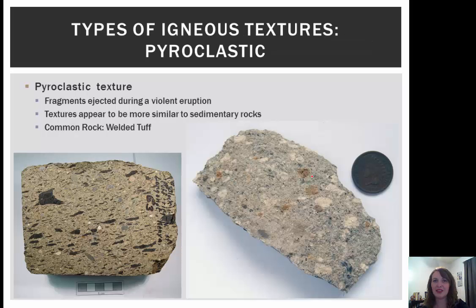Now, types of igneous textures, the next one is going to be pyroclastic. So these are fragments ejected during a violent eruption. Textures appear to be more similar to a sedimentary rock, and the most common rock type is a welded tuff. So in these images you can see individual fragments.